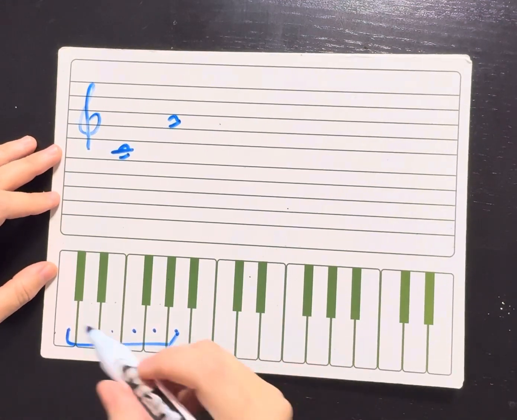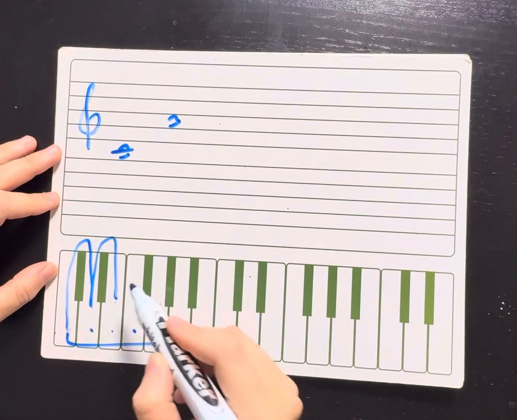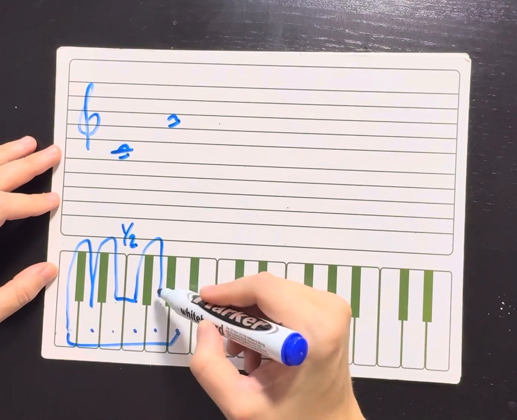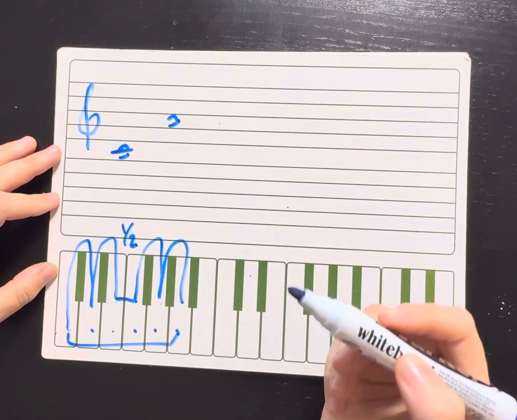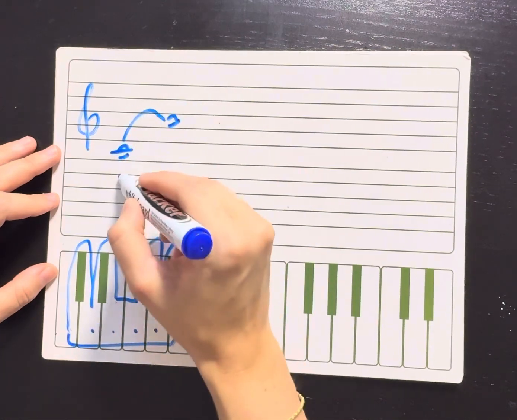Now count the distance. C to D equals 1 tone. D to E equals 1 tone. E to F equals 1 semitone. F to G equals 1 tone. G to A equals 1 tone. Total, 4 whole tones and 1 semitone. That makes it a major sixth.